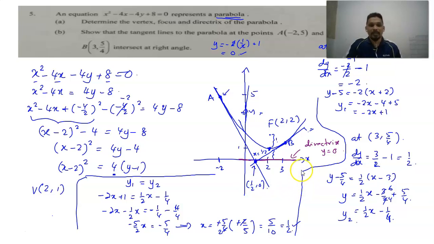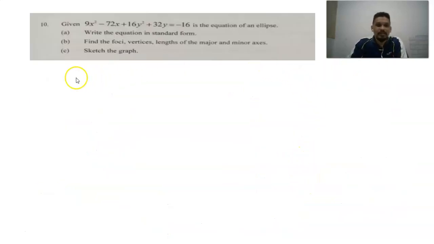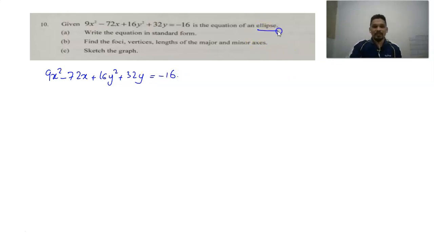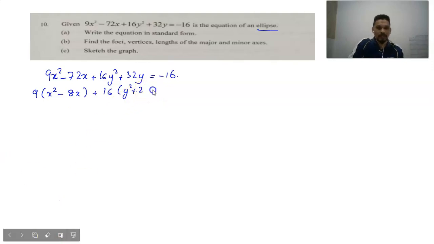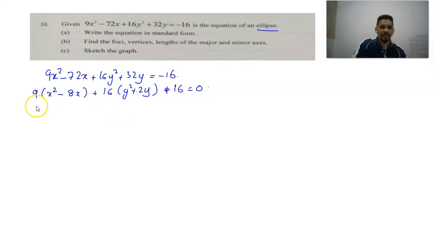There you go. Okay, next one, given this one here, 9x squared minus 72x plus 16y squared plus 32y equal to negative 16. Equation of an ellipse, write in the standard form. So then 9x squared minus 8x plus 16y squared plus 2, 16 times 2, 32. Okay, wait a minute, 16 times 2y. Okay, 2y here, and then 16 equal to 0.